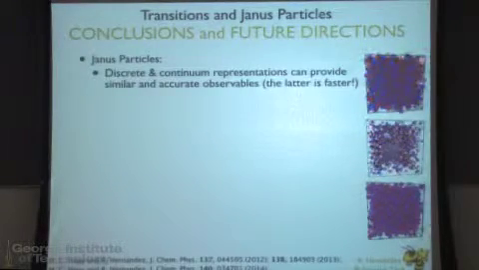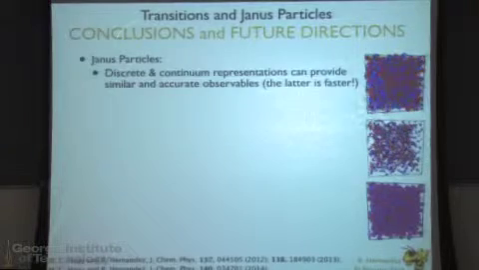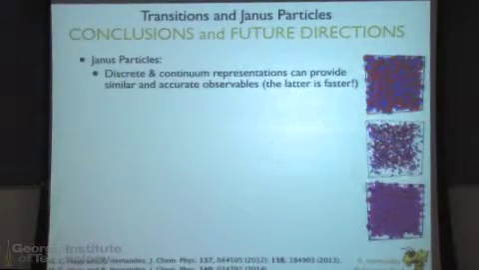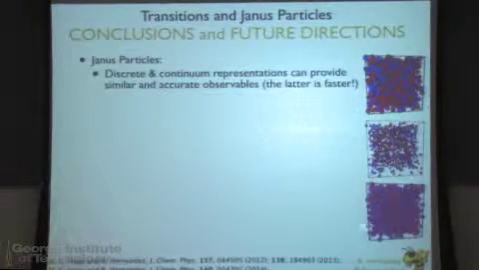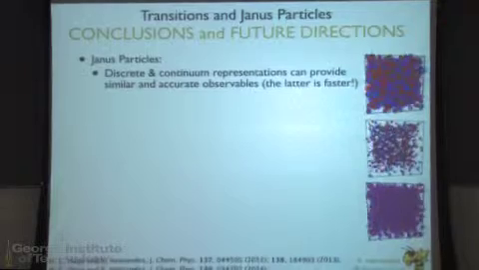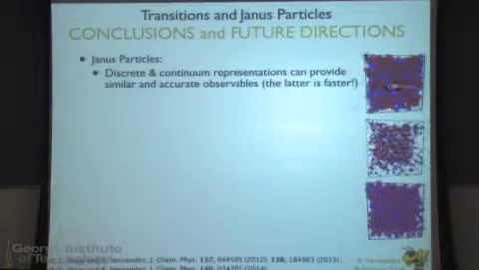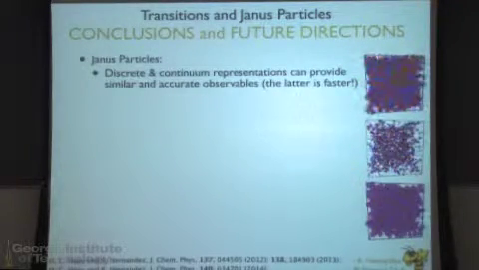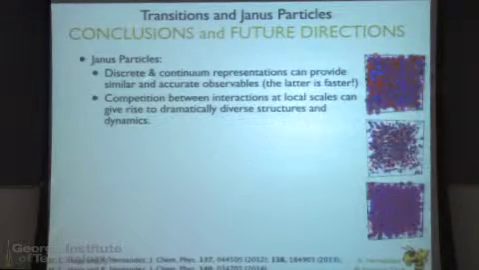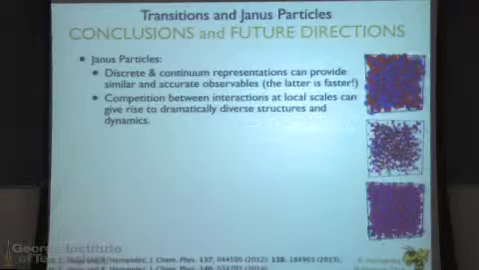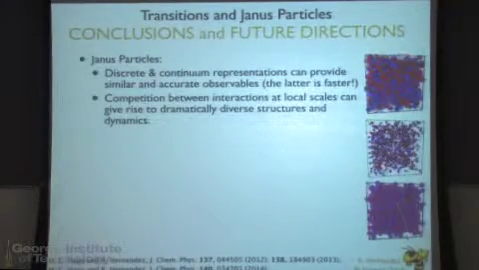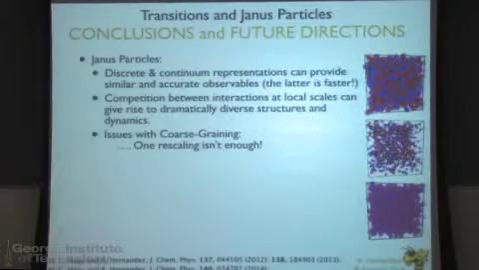So what do I want you to take home with? Janus particles, we can describe them with these discrete or continuum representations. The continuum ones can provide similar and accurate results, and they're much faster. Very importantly, we needed to have a continuum representation or smooth potentials, because without smooth potentials we could not do dynamics. The competition between the interactions at the local scales does give rise to diverse structures that we can tailor, particularly as we change the number of stripes.